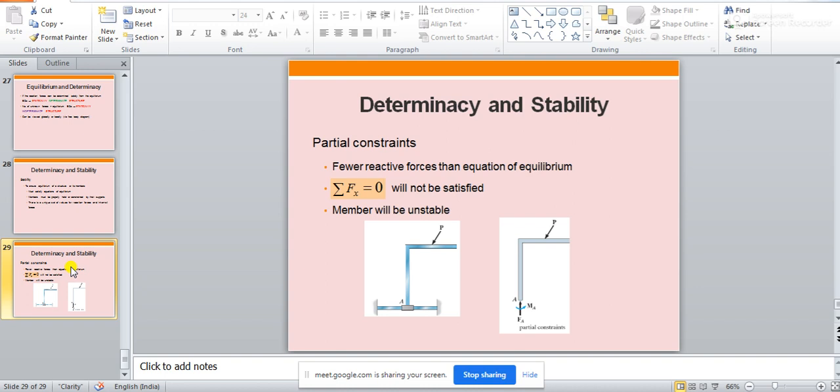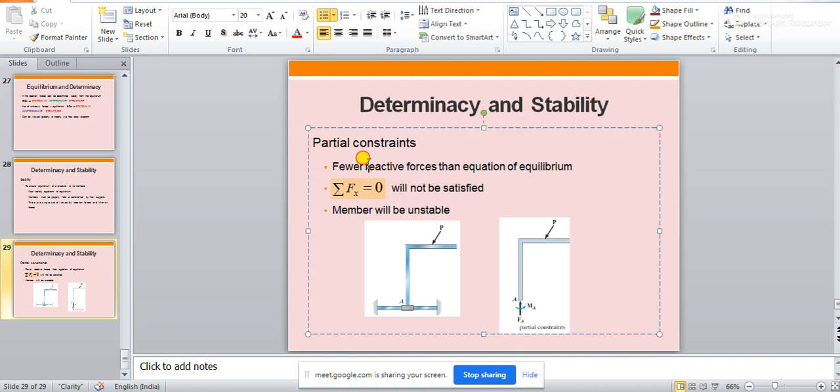Okay. So this last slide we are discussing. See, determinacy and stability. If you see this kind of structure, when one beam member like this and one column member is held at A, if you idealize this structure from here to here, because of this inclined load, there will be a vertical reaction coming, there will be a moment coming. So fewer reactive forces than equations of equilibrium.